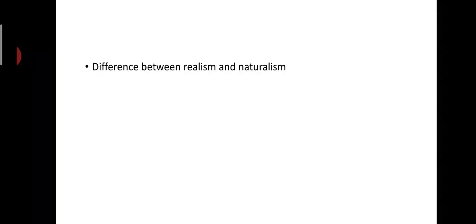Now, we will move towards the difference between realism and naturalism. There is often confusion in trying to differentiate literary works that feature realism and those that feature naturalism. Naturalism is considered a form of or subcategory of realism that is heavily influenced by Charles Darwin's theory of evolution.